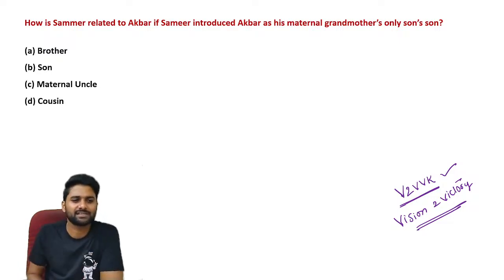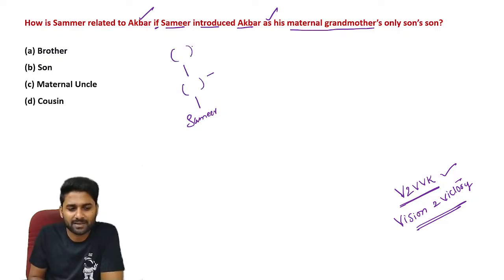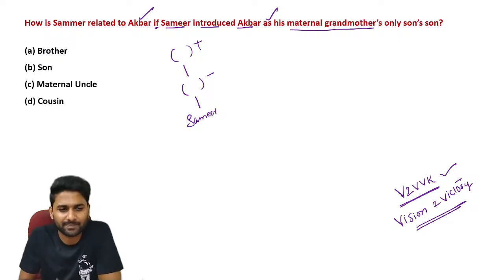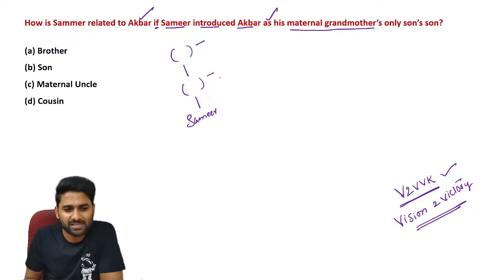Next, how is Samir related to Akbar? If Samir introduced Akbar as his maternal grandmother's only son, it's all about Samir. Maternal grandmother means Samir's mother's mother. Only son means Samir's uncle.